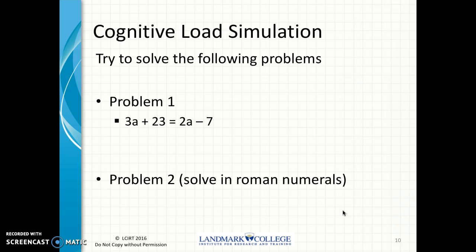Solve it as quickly as you can. Pause the video again before doing it. But what I want you to do is try to solve it in your head, and I don't want you to convert the Roman numerals into Arabic numerals. Okay? So go ahead and try to solve it as quickly as you can.